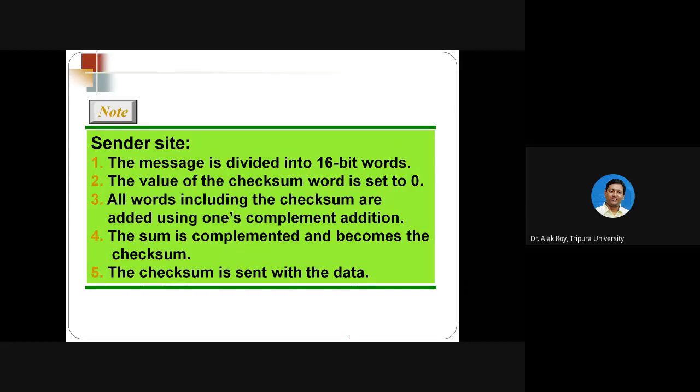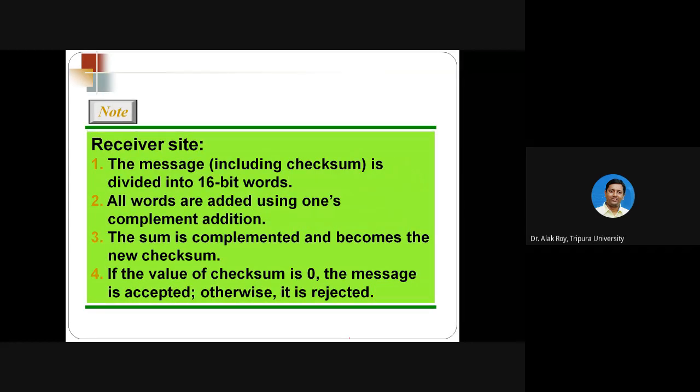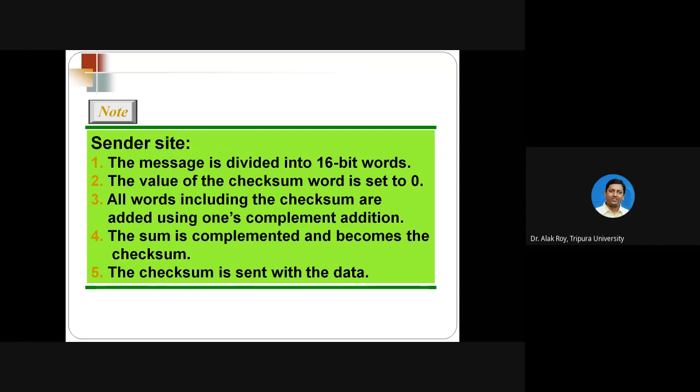So let's see what it does in the summary. At the sender side, the message is divided into 16-bit words. The value of the checksum word is set to 0. All the words including the checksum are added using one's complement addition. The sum is complemented and becomes the checksum, which is sent with the data.